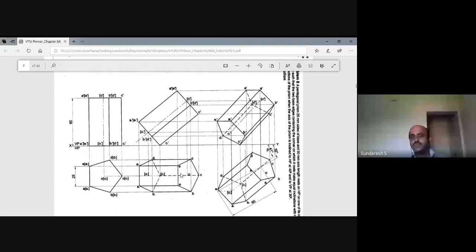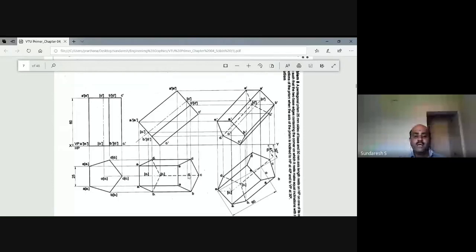Okay, so in the second position top view, you are going to get the invisible edges. And of course, the axis representation has to be done here. The axis is shown over here: O1 dash and O dash, this axis.